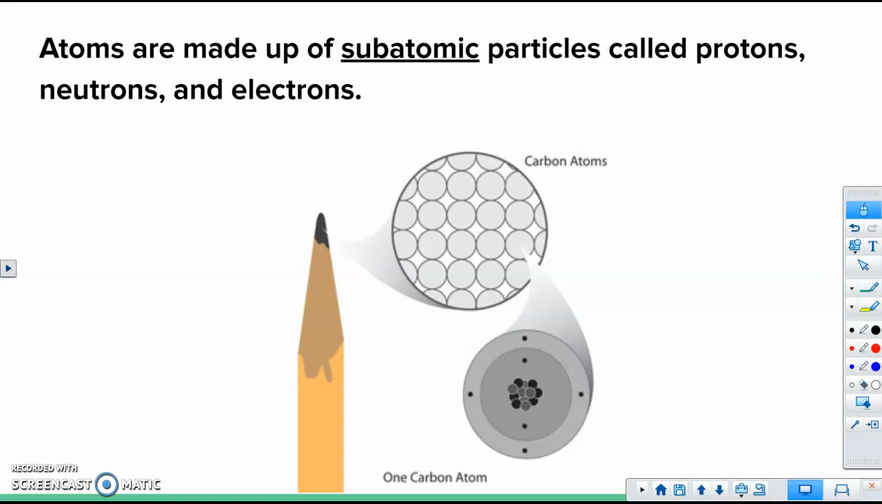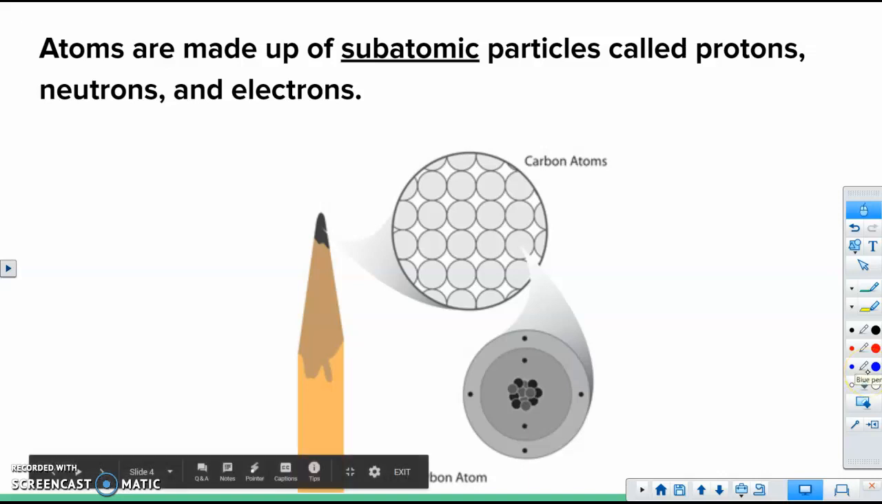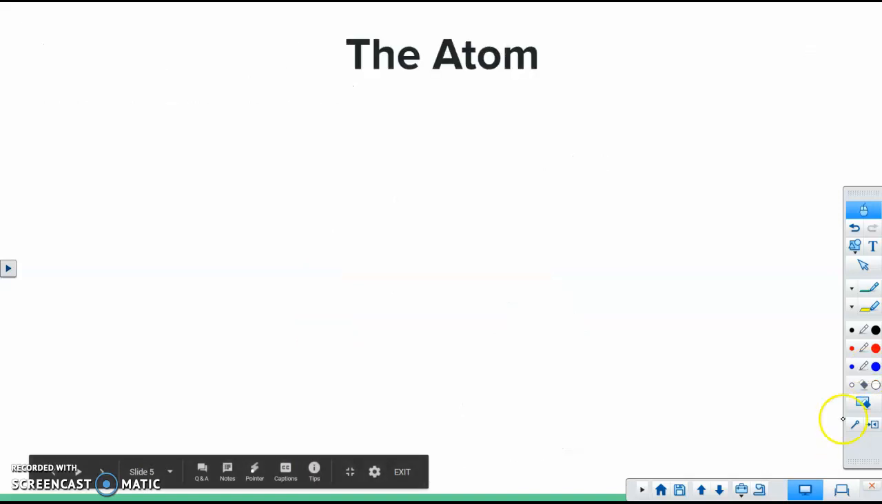And I get this question a lot, but there are actually things that we know of that are smaller than protons, neutrons, and electrons. And that's when you get into the world of quarks. And quarks are very fascinating. I highly recommend that you go look those up and learn about them. For this class, though, we're not going to particularly dive too far into quarks. So it kind of stops at these subatomic particles.